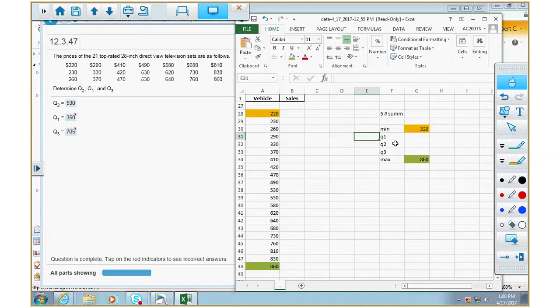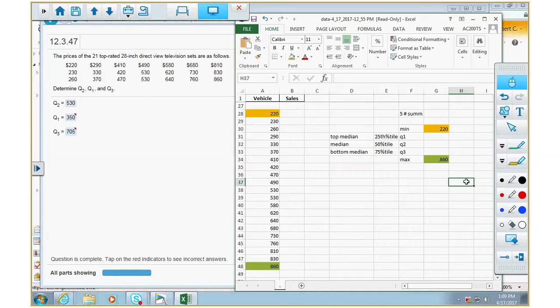Now, the first quartile is also called the 25th percentile, the second quartile the 50th percentile, and the third quartile the 75th percentile. The 50th percentile is also called the median. And the 25th percentile is called the top half median. Well, that's a Hubertism. Top median. And what do you think the 75th percentile is called? The bottom median. So, all you got to do is find the median.